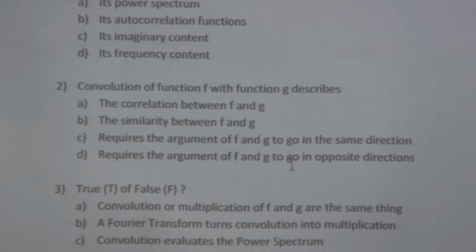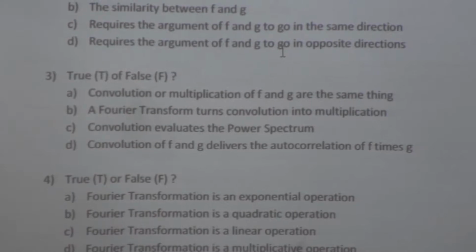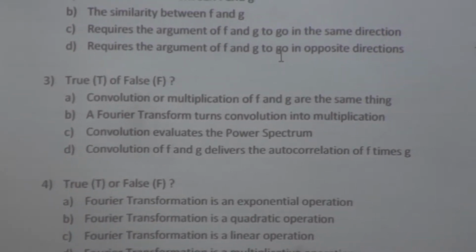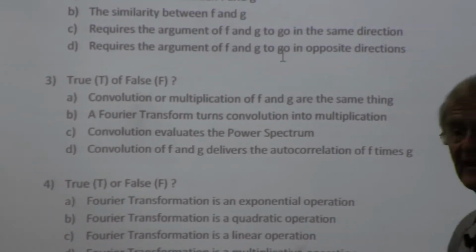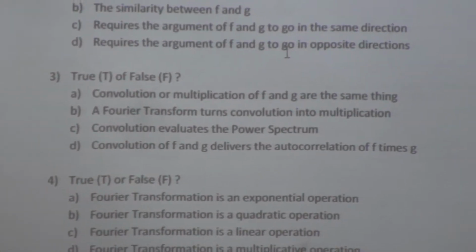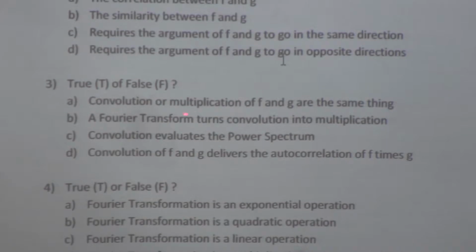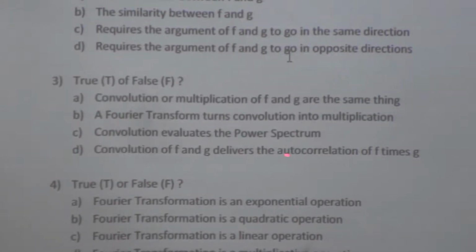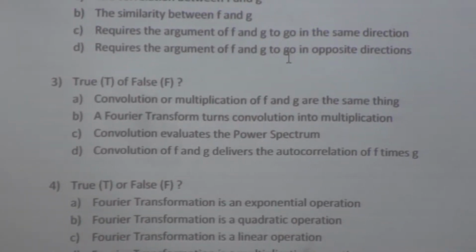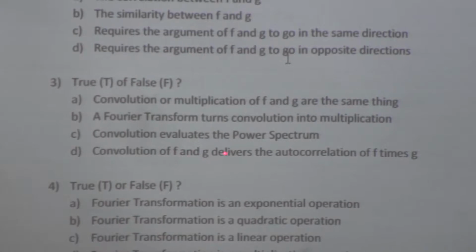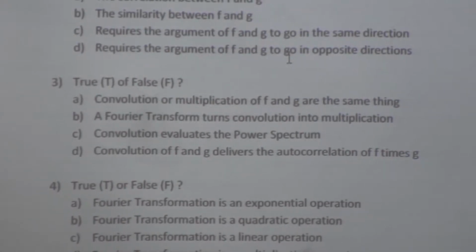True or false? Convolution and multiplication of f and g are the same thing. They are not the same thing, quite the contrary. You can find them on either side of the Fourier transform. So they are not at all the same thing. A Fourier transform turns convolution into multiplication. Yes, that's what it does. And convolution evaluates the power spectrum? That is wrong. And so is convolution of f and g delivers the autocorrelation function of f times g. It doesn't either.